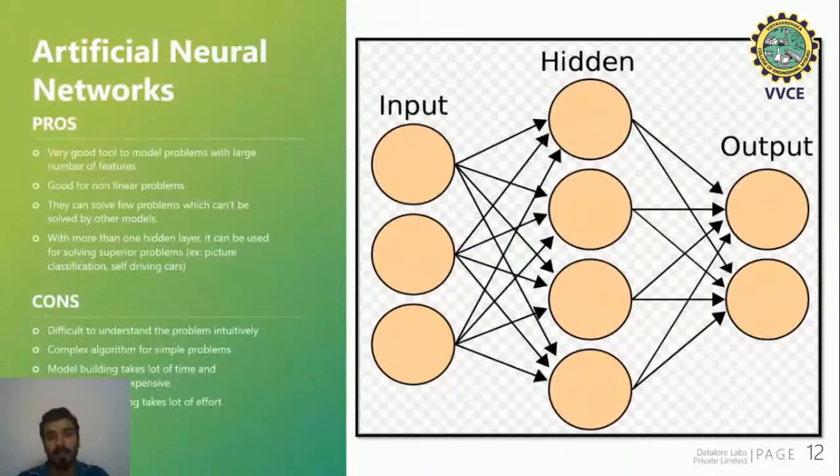Okay, when I said huge, I don't mean number of rows. If it is number of rows, then you can also go for other algorithms like random forest or decision trees or boosting. But when you have a problem where you have a lot of features, then it is better to go for artificial neural networks.